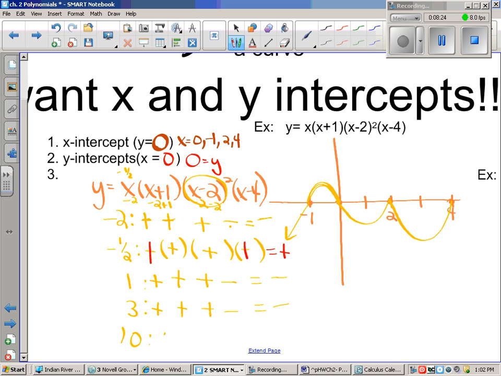10 in for x would be positive. 10 plus 1 is positive. 10 minus 2 squared, positive. 10 minus 4, positive. Overall, positive. That means this part of the graph goes up. And so there you have the very first example of seeing how we just use the intercepts and it just tells me up or down. That's all I'm looking for.